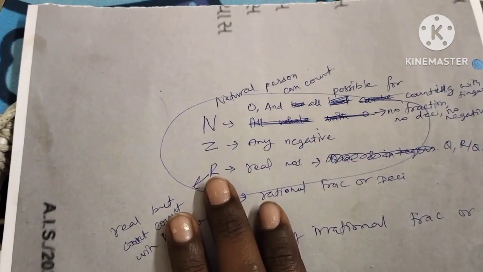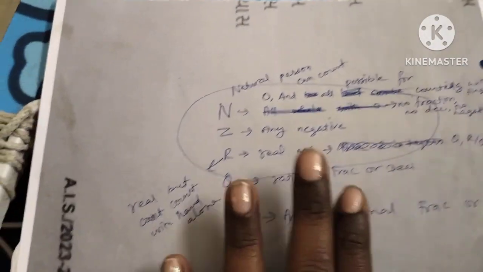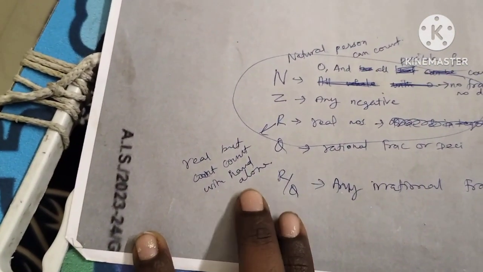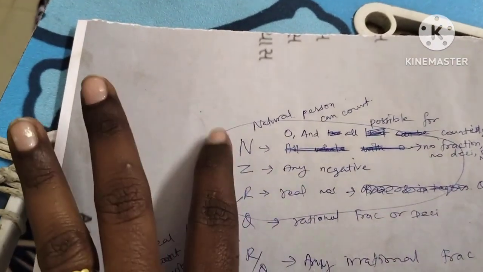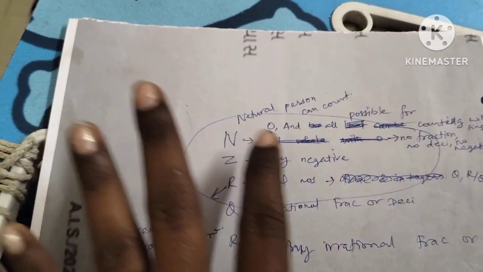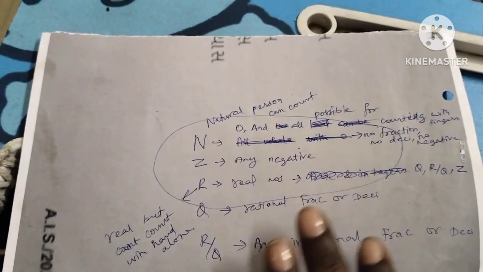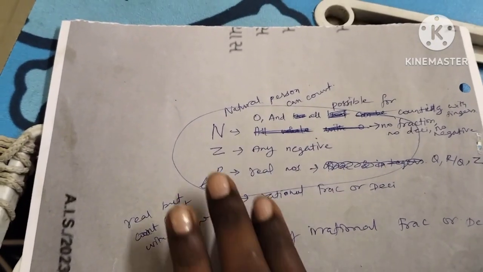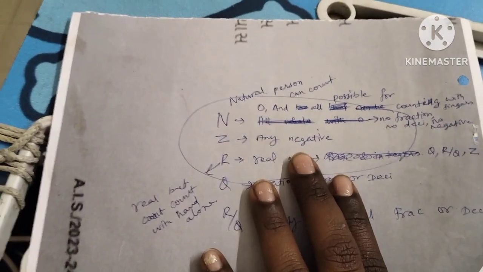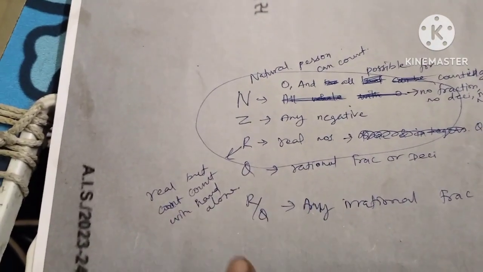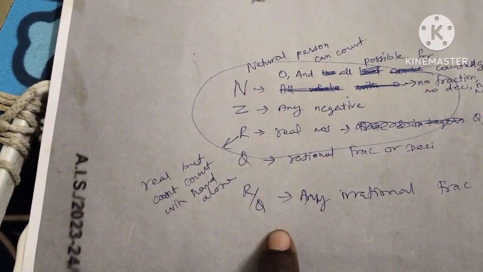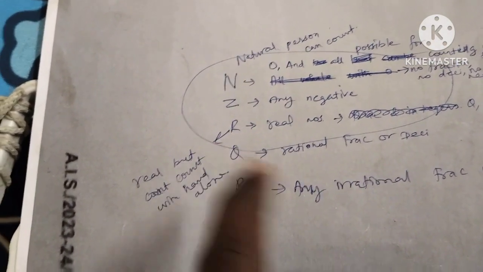And R is real numbers. Real numbers are real, but you can't count them with hand alone. This includes the natural numbers, the countable numbers and the non-countable numbers, fractions, decimals, everything comes under the real numbers. Real numbers include everything. And Q is for the rational numbers and R divided by Q is for the irrational numbers. Q means you have an equivalent. See, when we write Q, there is an equal.